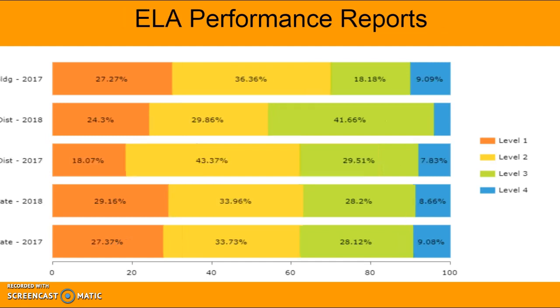Our English language arts performance reports. As you can see, our building in 2017 compared to the state in 2017, where the building is the top and the state is the bottom. We're pretty close to being in line, but again, if we could get more into level 3 and level 4, that would look a lot better. And you can see on these charts how we compare as a district with our other school, White City, and then compare those between schools and the state.